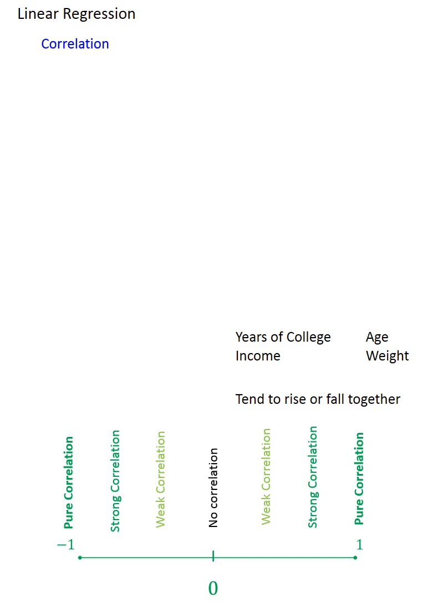The same was true in the age versus weight of the babies. As the age went up, the weight went up. And as the age went down, the weight went down. So we can also say in this case that these variables tended to rise or fall together. Both of these were examples of positive correlation coefficients. Our next example, we'll take a look at something that has a negative correlation coefficient.